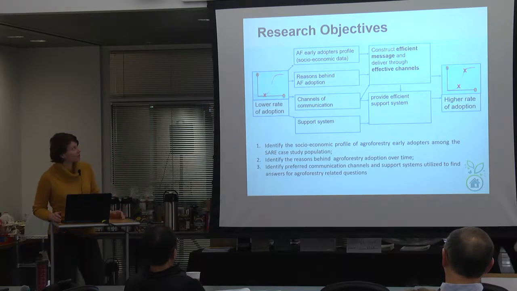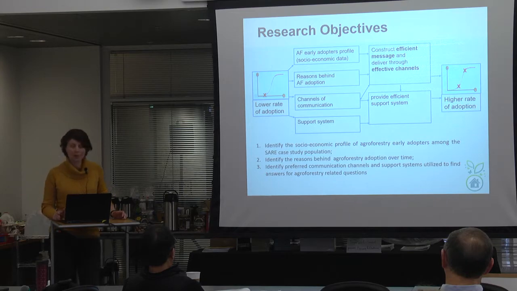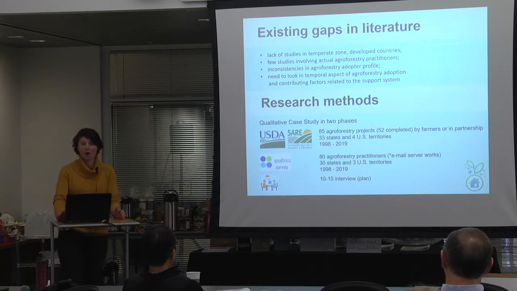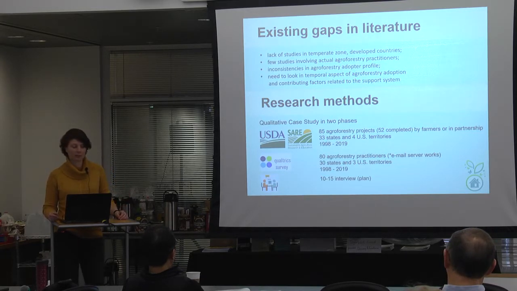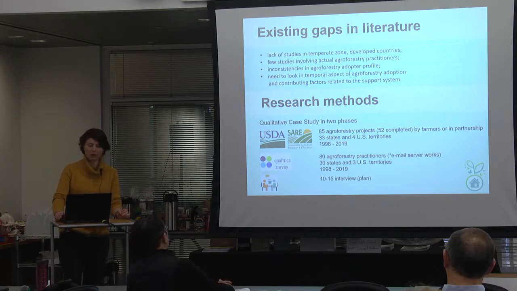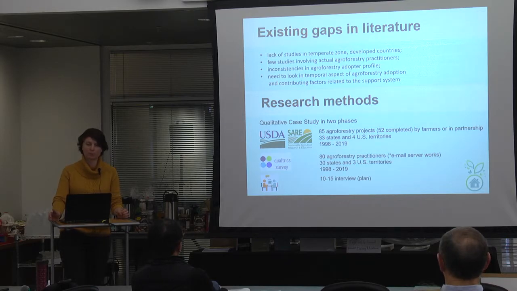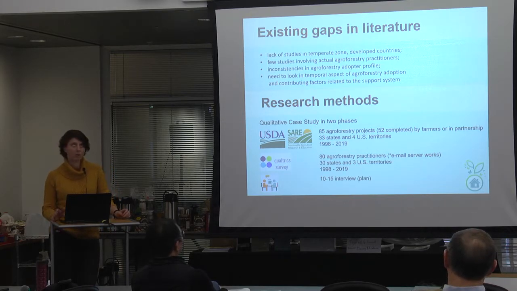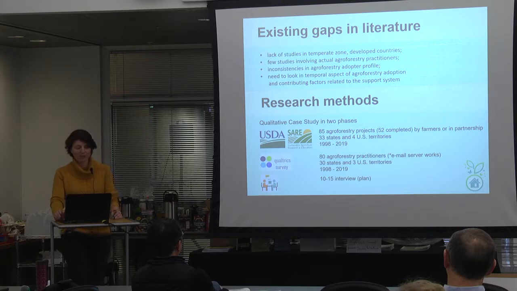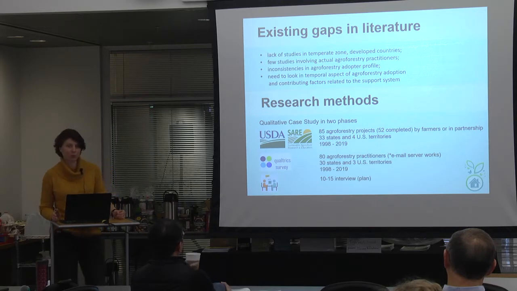So that leads to the research objectives of this project: to identify the socioeconomic profile of agroforestry early adopters among the SARA case study population, identify the reasons behind agroforestry adoption, and learn more about information channels and support systems. How are we going to do that? It's a qualitative study in two phases, and the first one is a survey, which was launched in December to agroforestry practitioners who got support from USDA SARA from 1998 to 2019. It was steady, little by little, project by project. And the second phase is interviews, which are being conducted now.